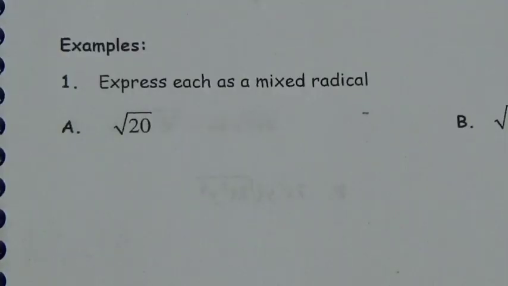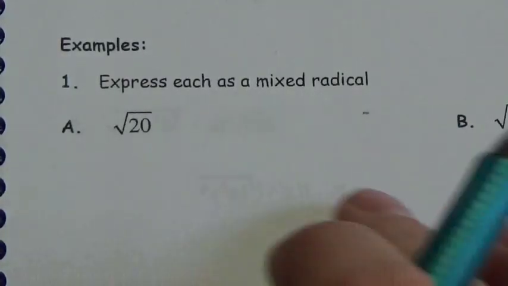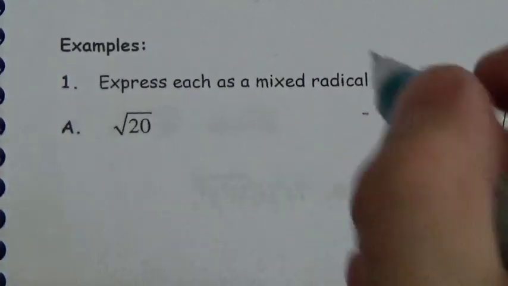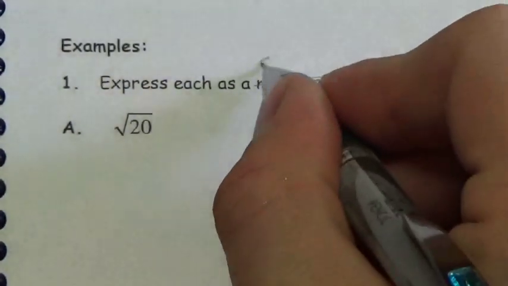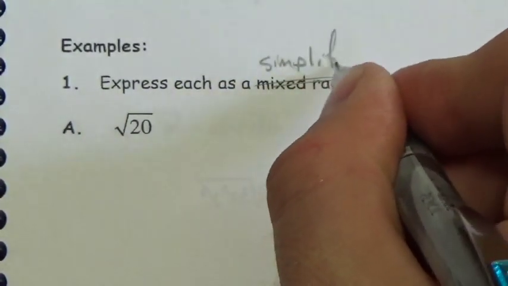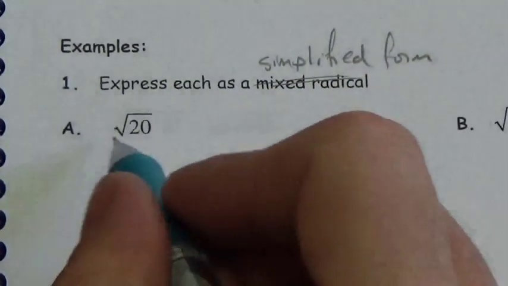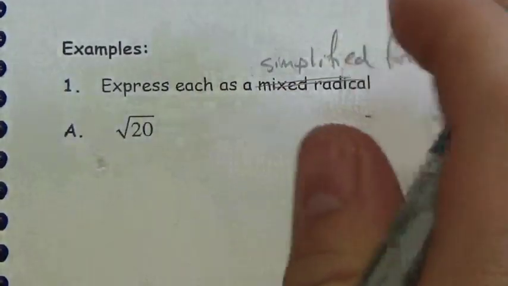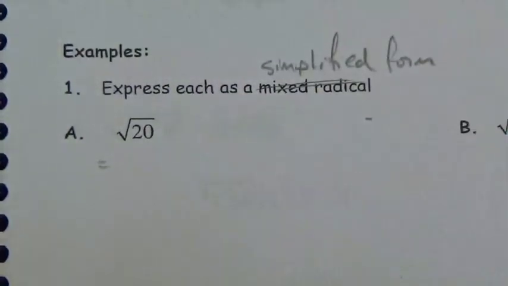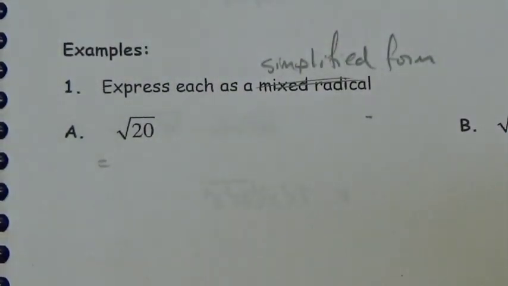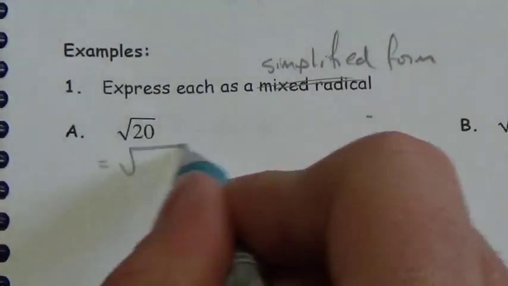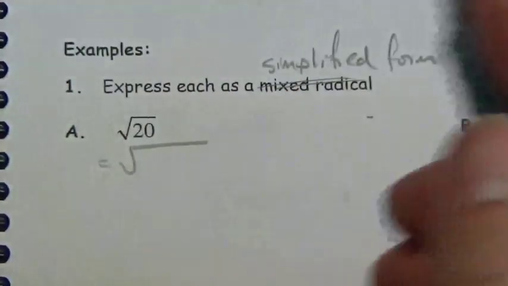All right, so this question that we're going to work through here says express each as a mixed radical, which basically means simplified form. Okay? We want to reduce these as far as we can. So the square root of 20 here, and I'm going to model the method that I think is probably more universally applicable.